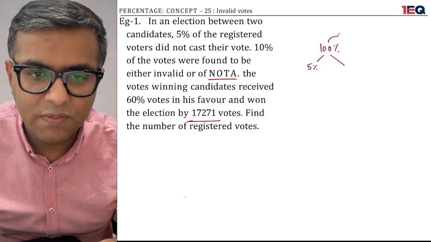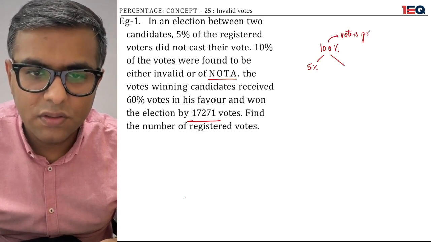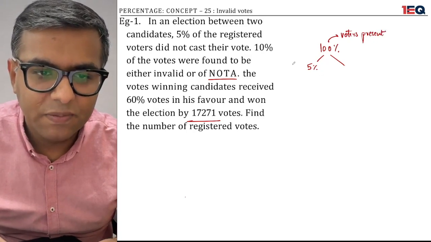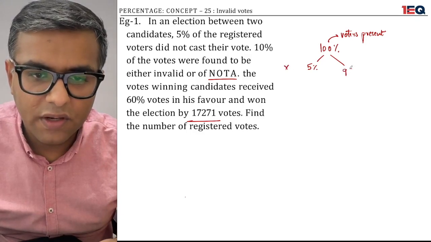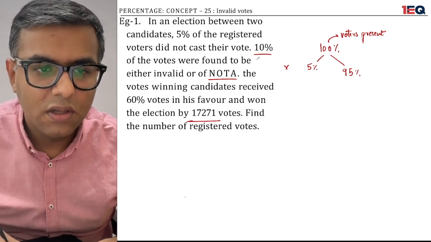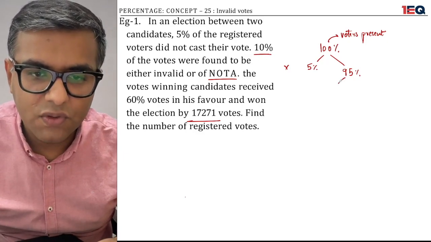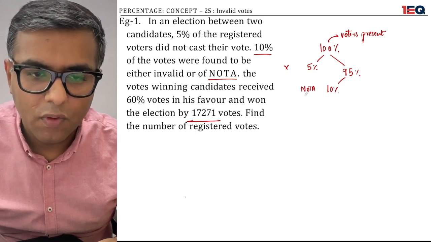This 100% basically means voters present. 5% is equal to those who did not cast their vote. Now I'm going to work on the 95%, but it says 10% of the votes were invalid or NOTA. So out of 95%, 10% are NOTA or invalid.